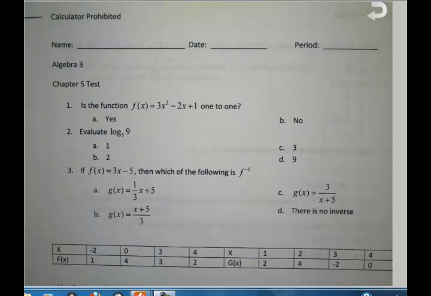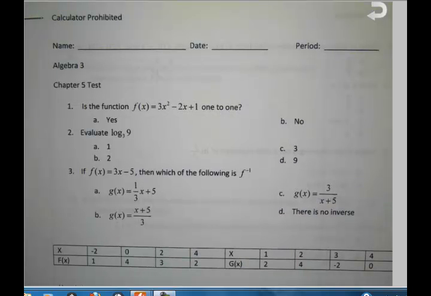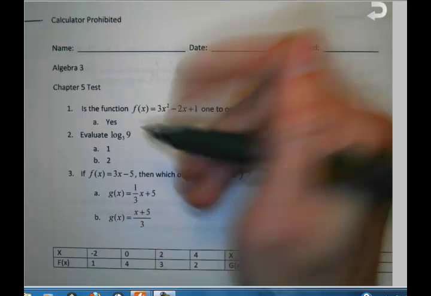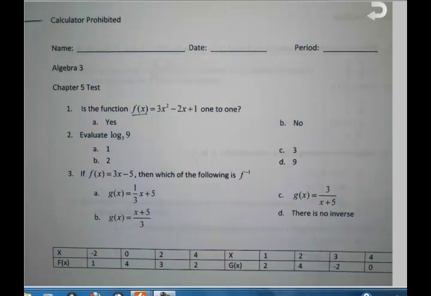So, let's take a look at the questions. Of course, you will need a calculator for the calculator permitted section, but for the calculator prohibited section, we don't need no stinking calculators. Okay, so the first question is: is this function 1-to-1?